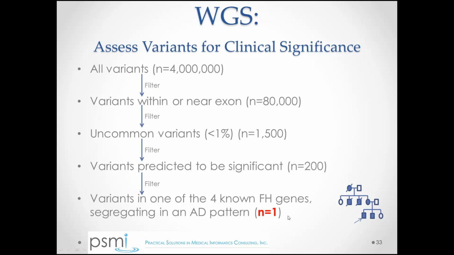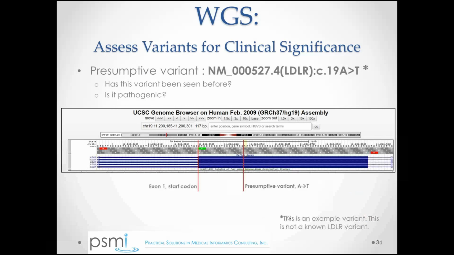Okay? So now the question is, did we find the right one? How do we know now that this presumptive variant is pathogenic? So here's the mutation that we found in this particular patient. We found that in the LDLR gene at position 19, there's normally an A, but in our patient, it was changed to a T.